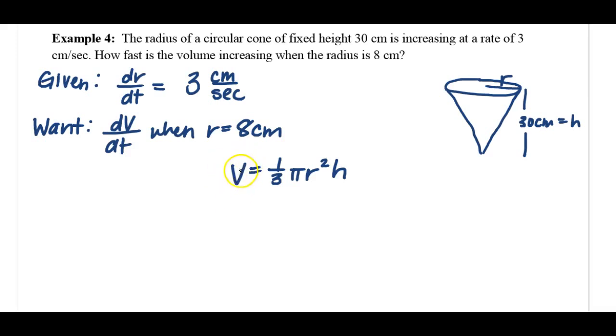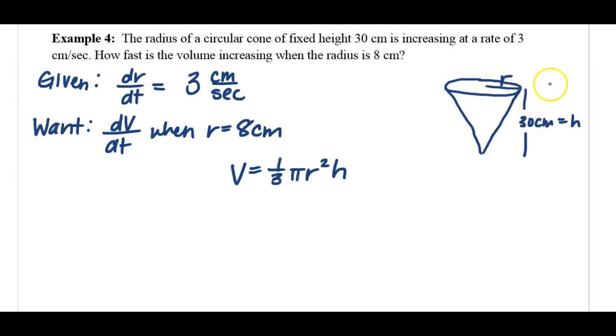So the volume of this cone is changing. Let's think about what's happening. The radius is increasing. Imagine this ice cream cone is getting fatter. The radius is expanding, so this ice cream cone is getting wider. But we were told that the height is not changing. The height is always going to be 30 centimeters.